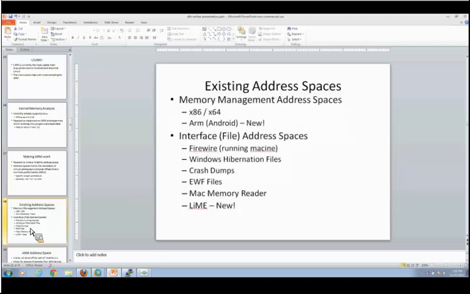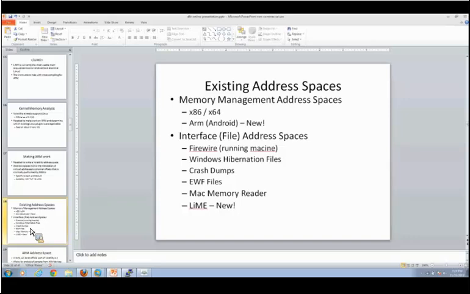We also have address spaces that make it so if you give us a file in a specific format, you don't have to convert it to a raw memory capture before you can analyze it. So these are things like Windows hibernation files, Windows crash dumps, your old version of the EnCase files. Our Mac support has support for Mac Memory Reader, which is I believe the only tool really in widespread use for getting memory acquisition from Mac machines. And of course we now support LiME as well.